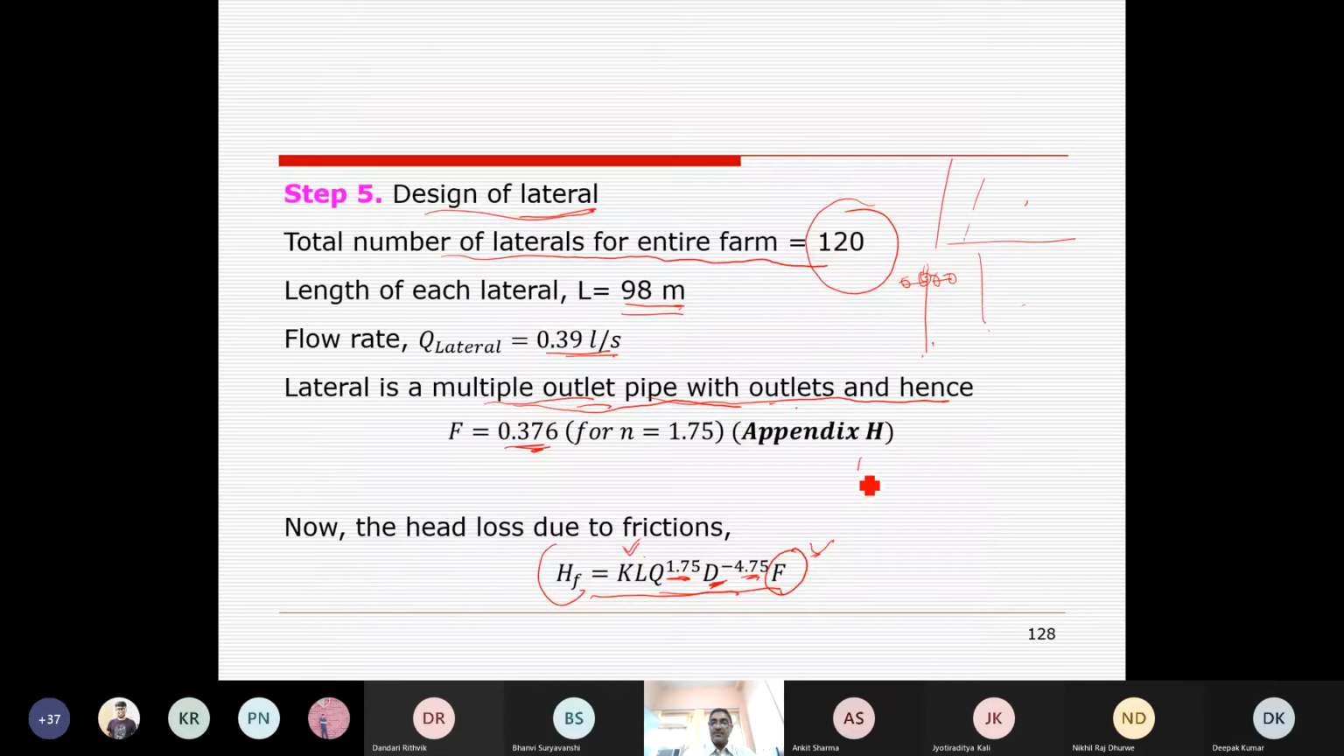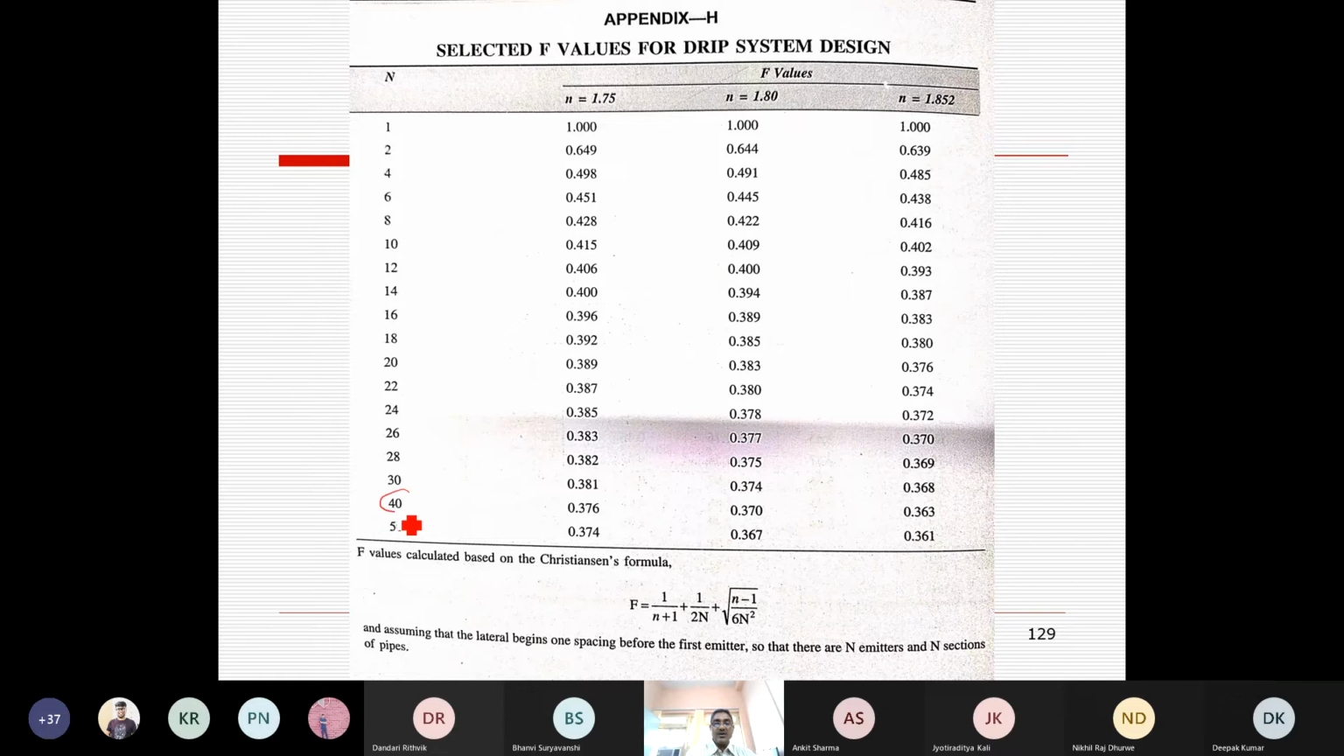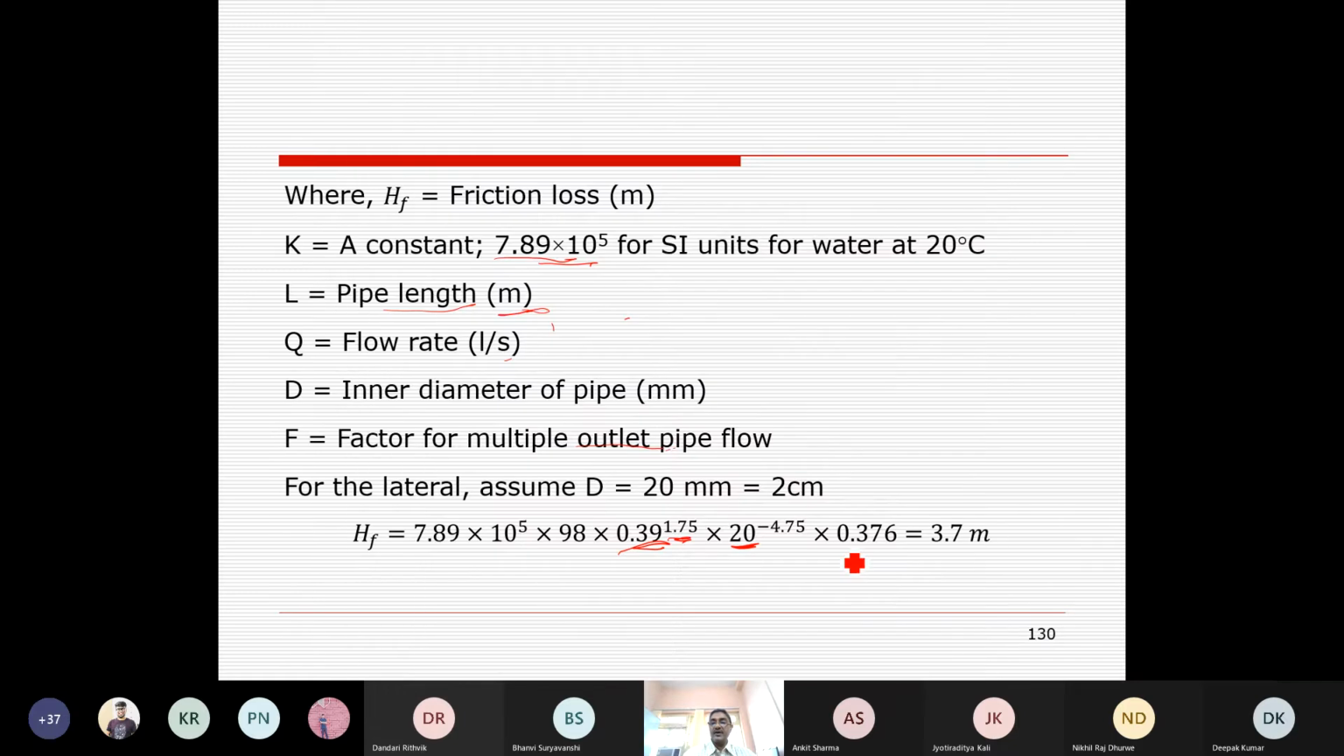And for F, because there are 40 outlets, let us see here. K value is 7.89 to the power 5. Pipe length is 98 meter, the lateral size. Flow rate 0.39 liters per second to the power 1.75. Inner diameter of lateral we are taking 20 mm. F is basically a multiple outlet factor that can be adjusted for 40 here. So 40 outlets, or 40 drippers, are connected to each lateral. So the value of F is 0.376 that we can use here. So total head loss in each of the laterals is 3.7 meter.